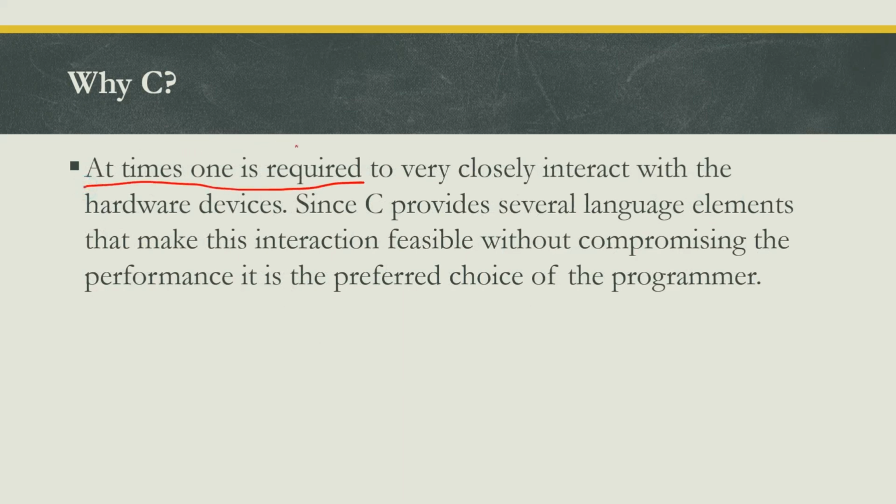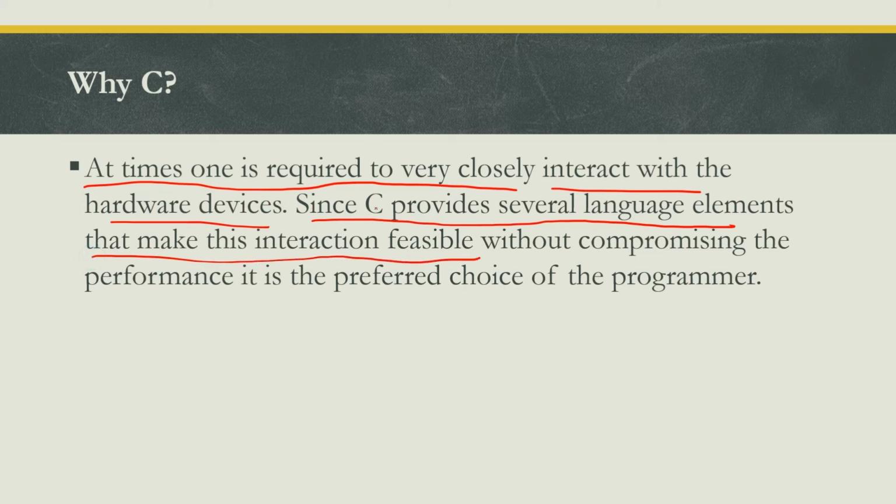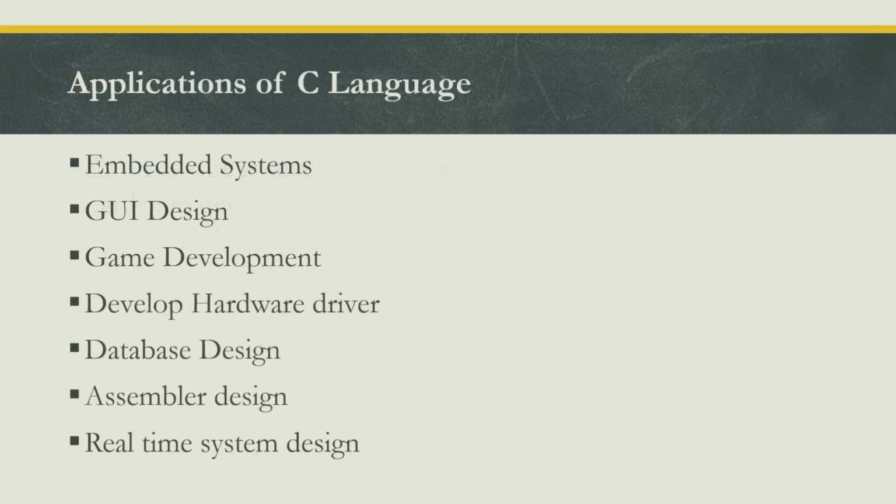At times, one is required to interact very closely with the hardware devices, and C provides several language elements that make this interaction feasible without compromising performance. It is the preferred choice of the programmer. These are the different applications of C language: embedded systems, GUI design, game development, device drivers, hardware drivers, database design, assembler design, real-time system design, and many more.